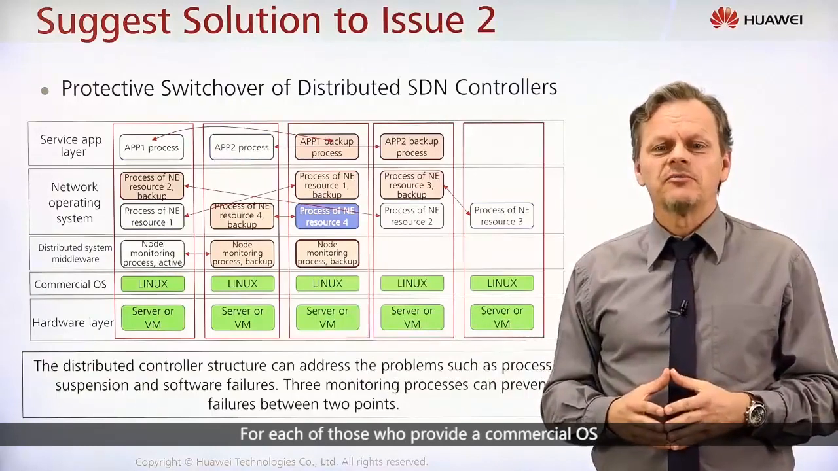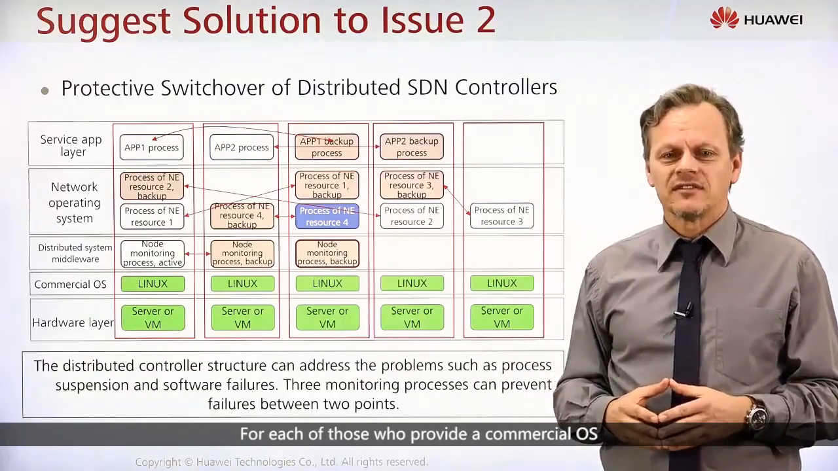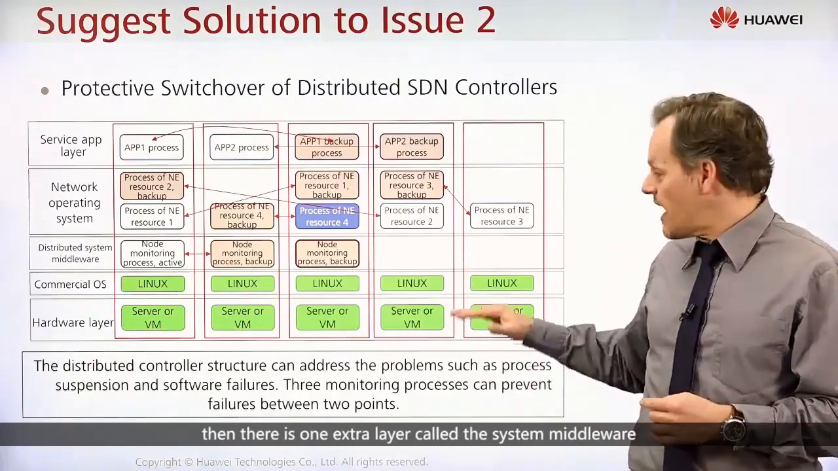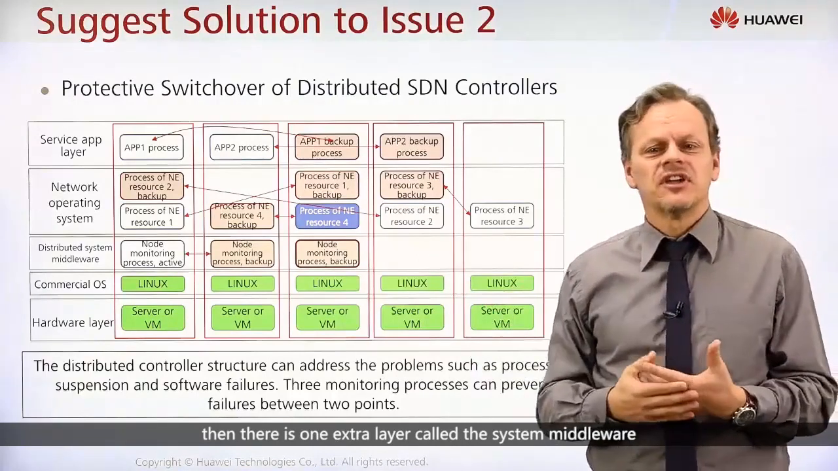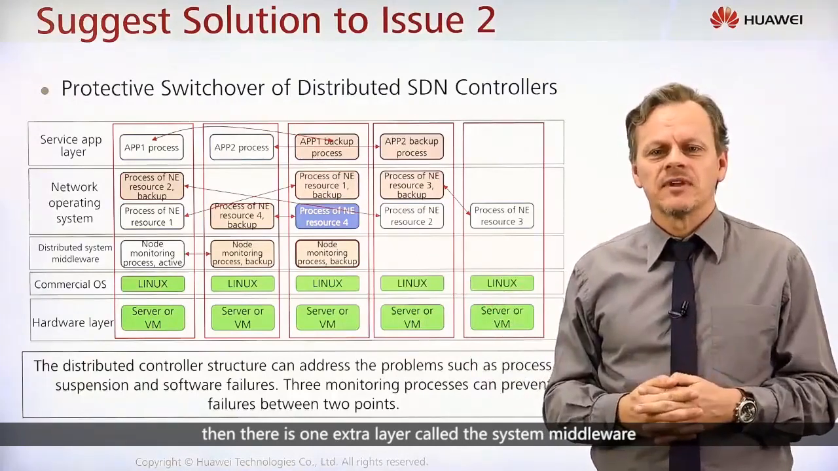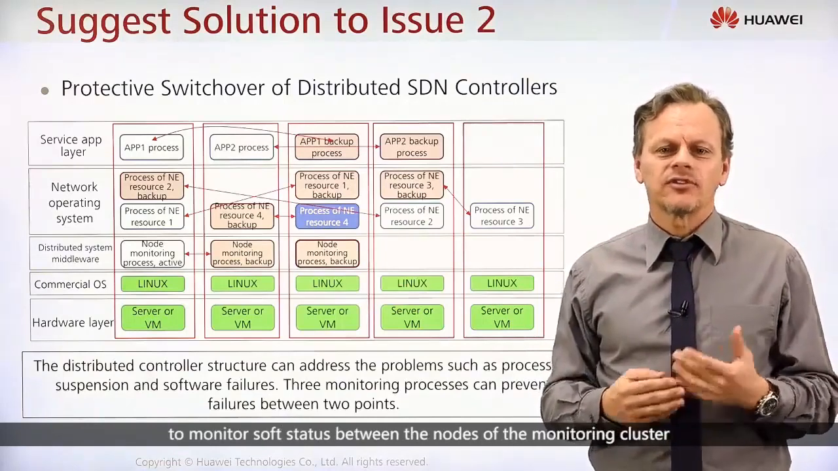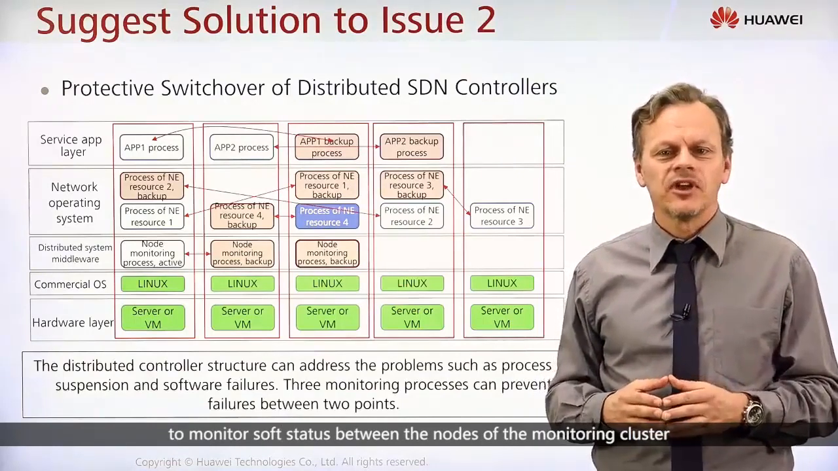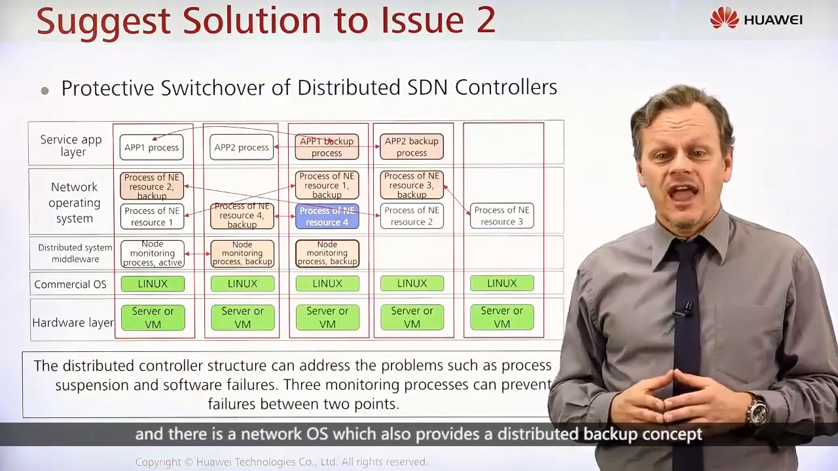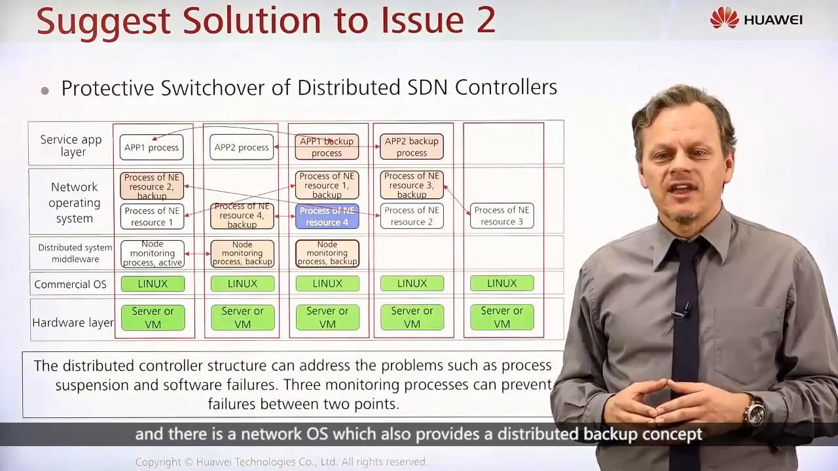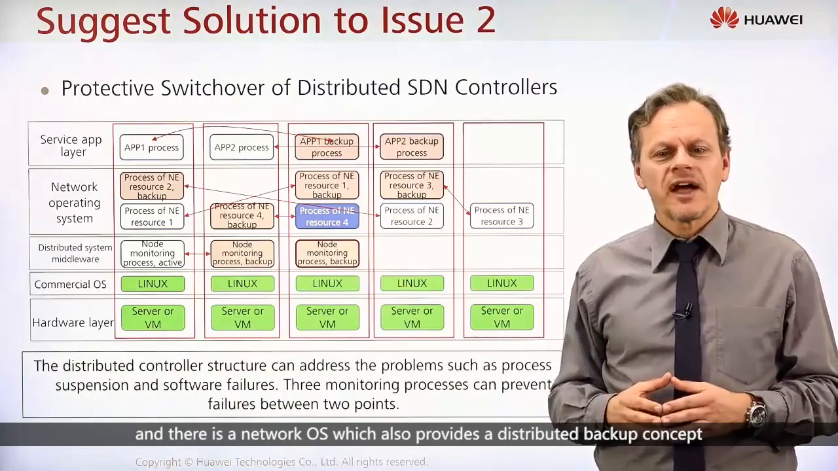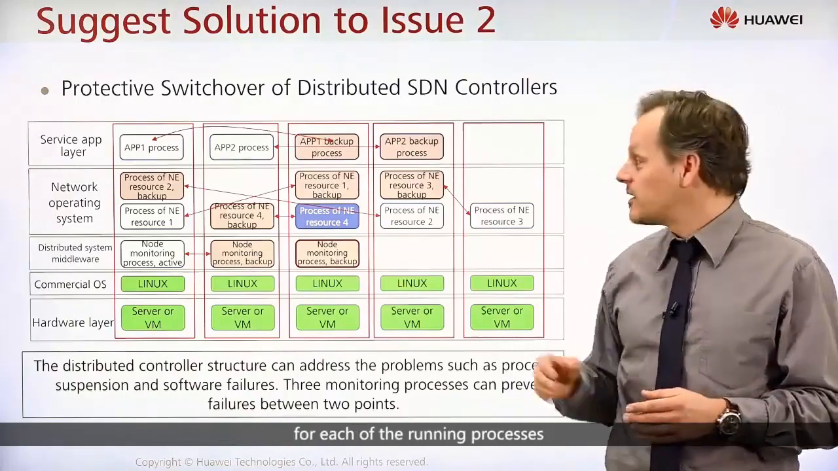For each of those, we provide a commercial OS. Then there is one extra layer called the system middleware. This layer provides a monitoring process to monitor software status between the nodes of the monitoring cluster. And there is the network OS, which also provides a distributed backup concept for each of the running processes.